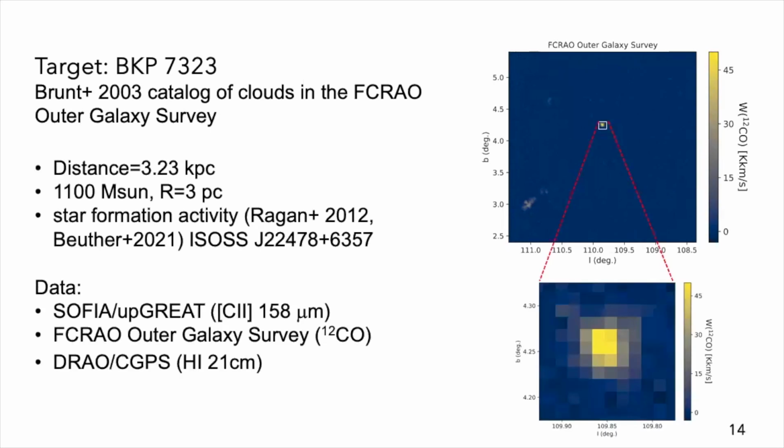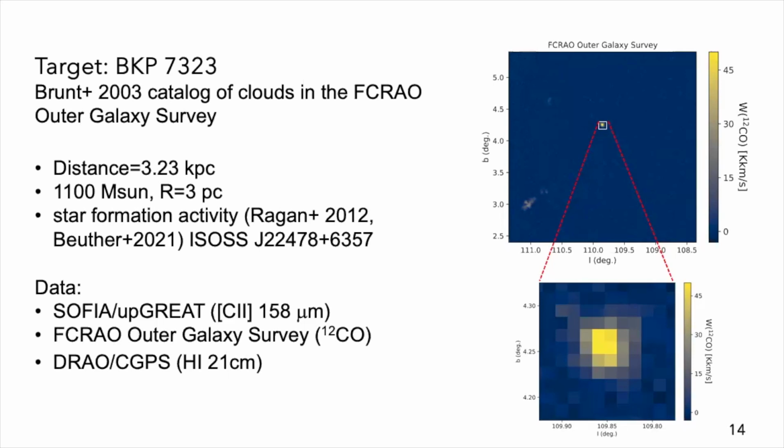To give you a little more information, if I zoom in on that so you can really see what it looks like, the 14-meter telescope has 45 arc-second resolution. You're sort of resolving the cloud, but it's not really well resolved. That's okay. The distance here is 3.2 kiloparsecs, I think from Gaia. Total molecular mass is 1,100 solar masses and 3 parsec radius. There is star formation activity going on there. We wanted that to make sure that, if we didn't see any CNM, we may at least do some PDR science as a backup.